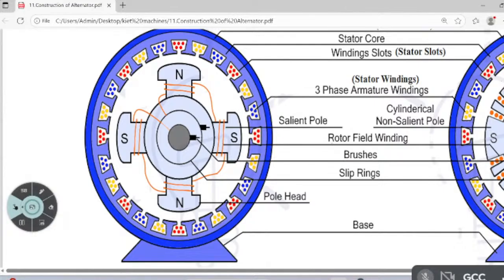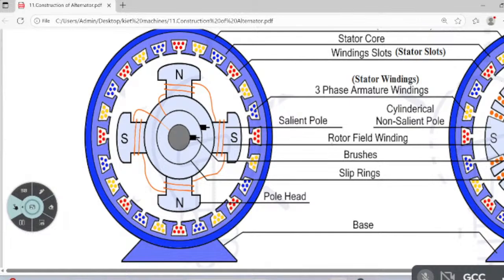Here one terminal is given to this brush, and the other terminal is given to this brush. These two are called slip rings. So why do we require slip rings? These slip rings supply the voltage here, plus and minus. In order to make this north pole and south pole, two slip rings are required.